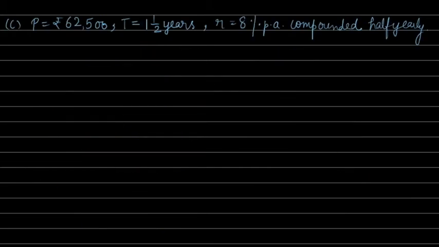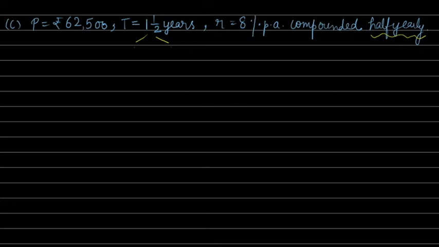Let's see part C. Part C is again, if you see here, principal is given as 62,500. T is again a fractional number. But in this case, you have to calculate half yearly. It is not annually. And so there is no need to split it into compound and simple interest, because for half yearly you can calculate compound interest directly.